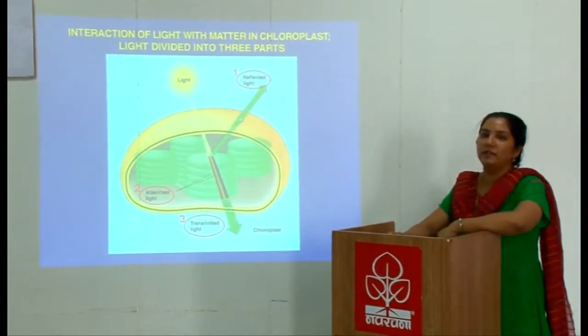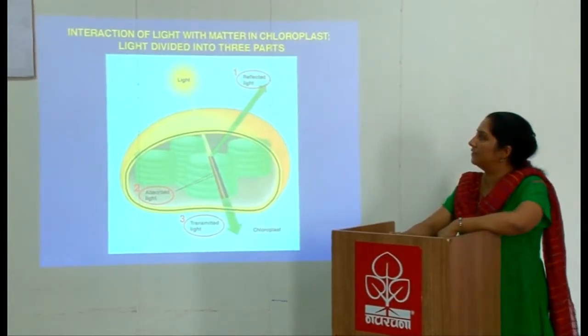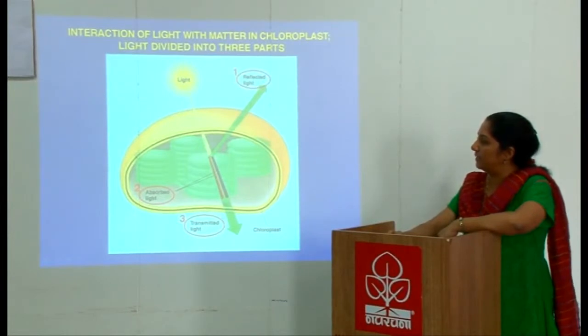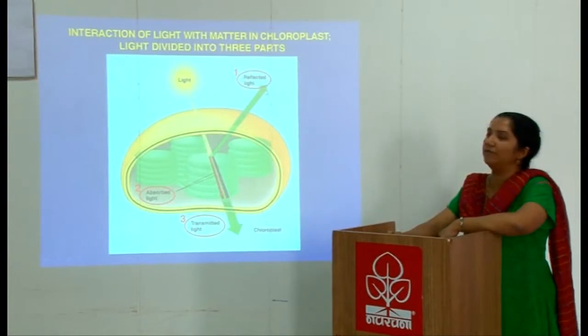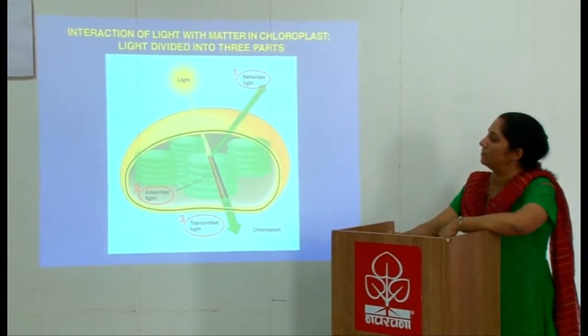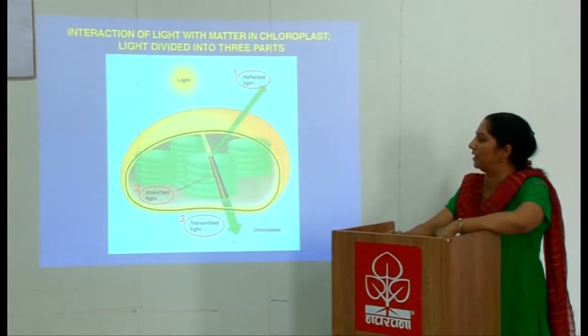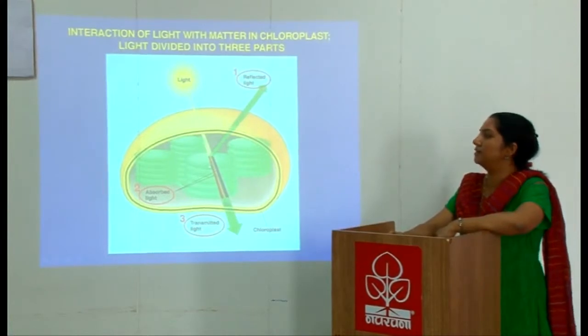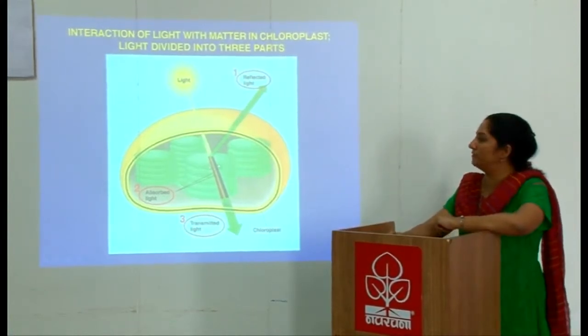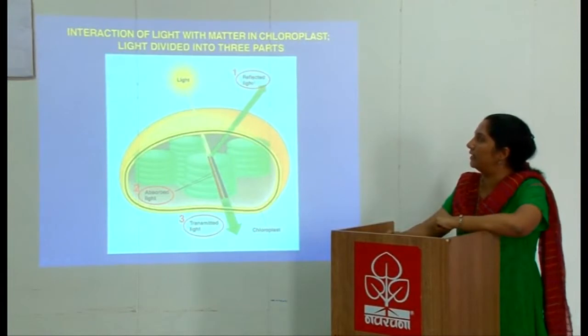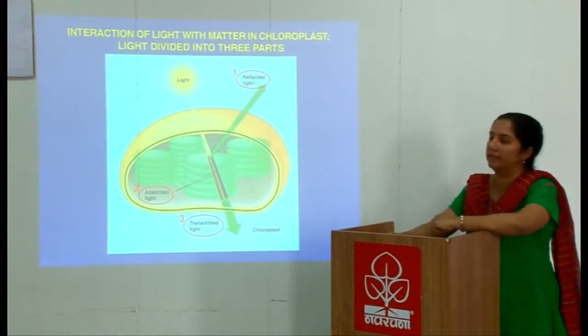Now here we can see the light which is getting inside. You can see the transmitted light, where you can see all the colors, and here you can see the reflected light, which is green in color. The light is divided here into three parts: the reflected light, absorbed light and the transmitted light. The light is absorbed by the chloroplast, and when reflected to us it seems green in color.